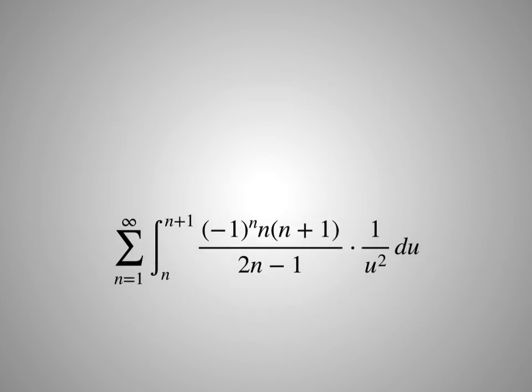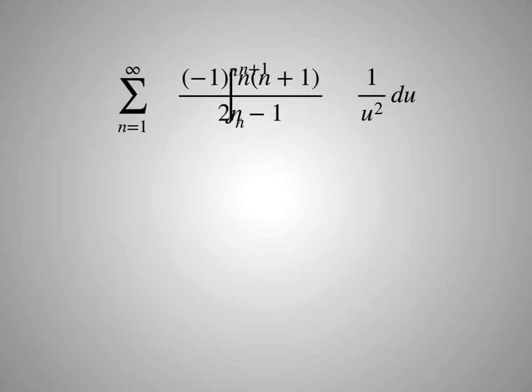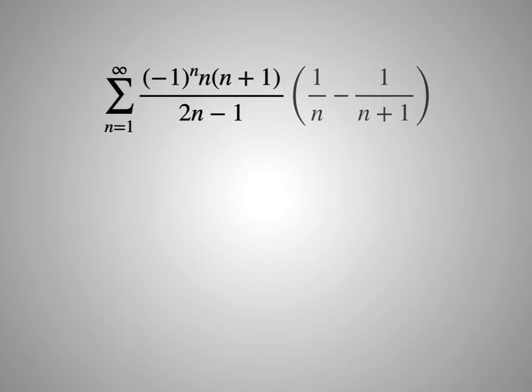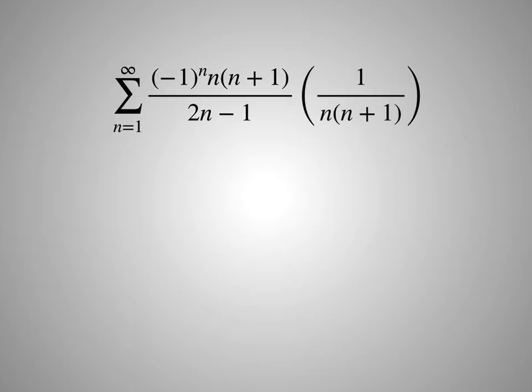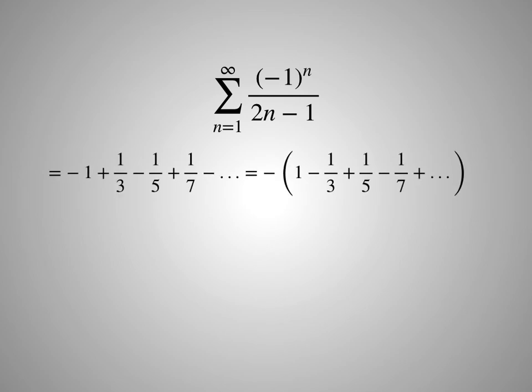Alright, next, we can move the integral in front of the constant term that only involves n. Taking the antiderivative and evaluating the integral, we're left with a single fraction, which now we can easily see there's a really nice cancellation of terms. Just cross that out, and we're left with a much simpler expression. Now, we can write out the series and factor out a negative sign.